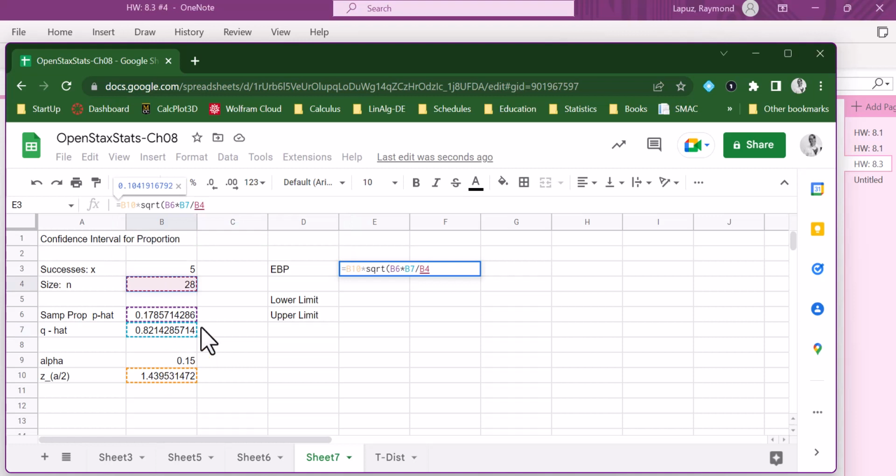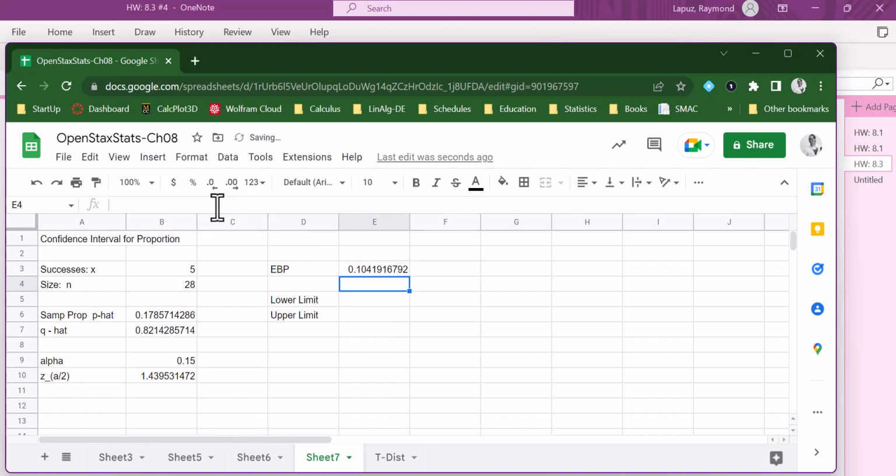Okay, so just to recap, the first number here, the B10, is the Z sub alpha over 2 times the square root of P hat times Q hat divided by n. All right, I think I'm done. Close the parentheses, I'll say equals, and this is my error bound for the proportion.